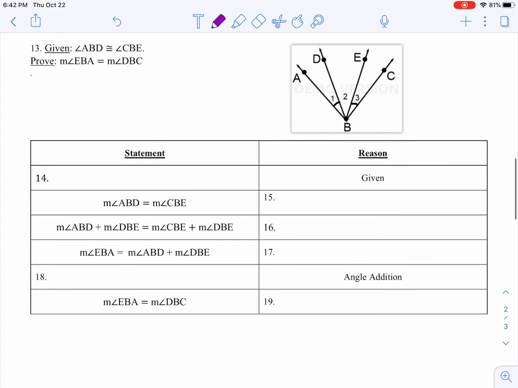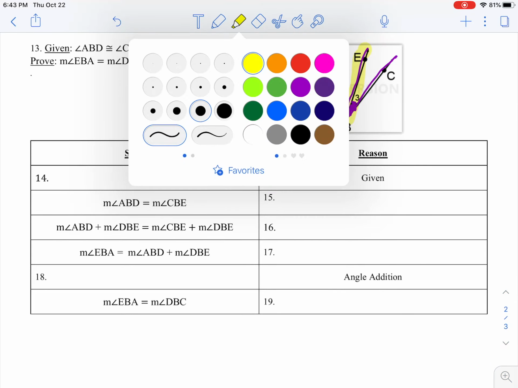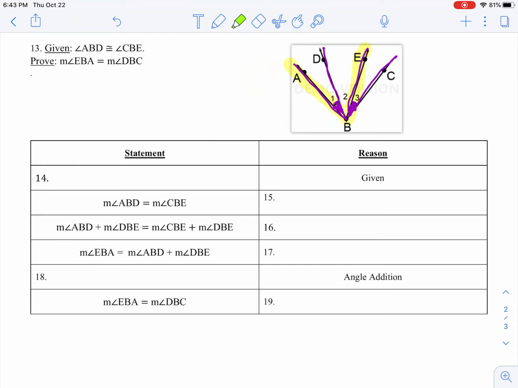It says given that angle ABD is congruent to angle CBE. So ABE, that's this angle right here, is congruent, so I'll mark that right there, is congruent to CBE, which is this angle right there. So that's given, and that's marked right here with those tick marks. So those are congruent. We're supposed to prove that EBA is equal to the measure of DBC.